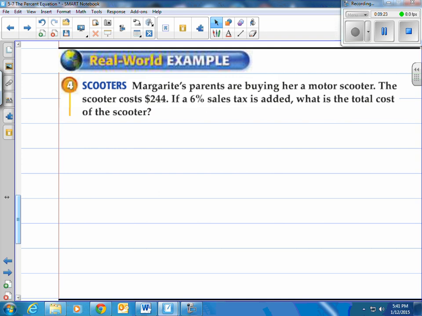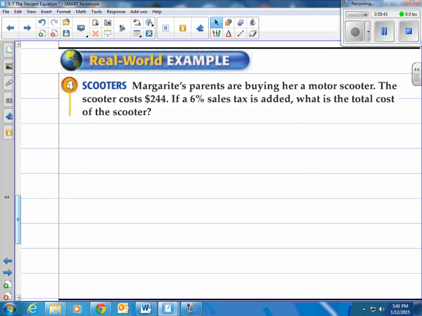All right, let's try that real-world example number 4. Marguerite's parents are buying her a motor scooter. The scooter costs $244. If a 6% sales tax is added, what is the total cost of the scooter? So we want to know what the total cost is: the cost of the scooter plus the sales tax.